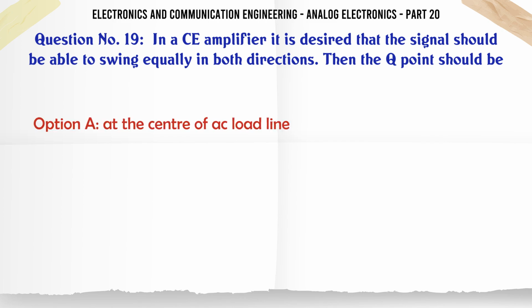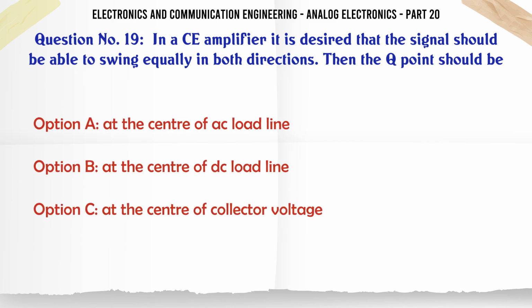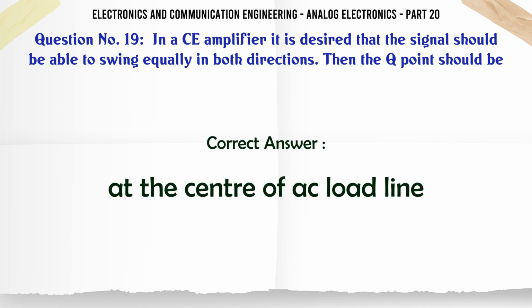In a CE amplifier, it is desired that the signal should be able to swing equally in both directions. Then the Q point should be A. At the center of AC load line, B. At the center of DC load line, C. At the center of collector voltage, D. At the center of collector current. The correct answer is at the center of AC load line.